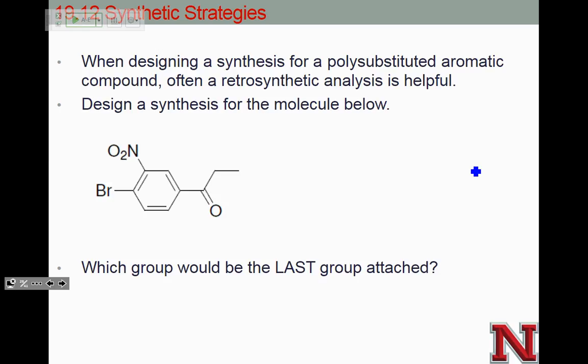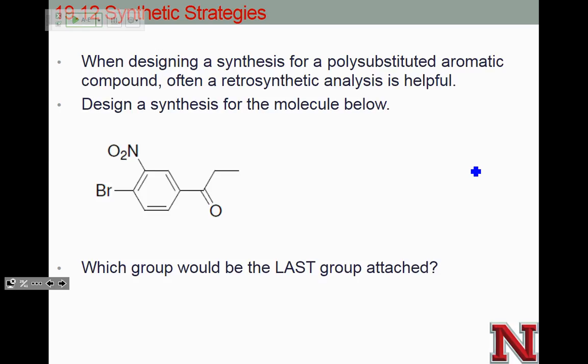Let's look at one more example. This is going to be our last example we're going to look at. Here we have our NO2, our C double bond O, and a bromine. So we're actually adding 3 groups now. We have to really consider our directing abilities.